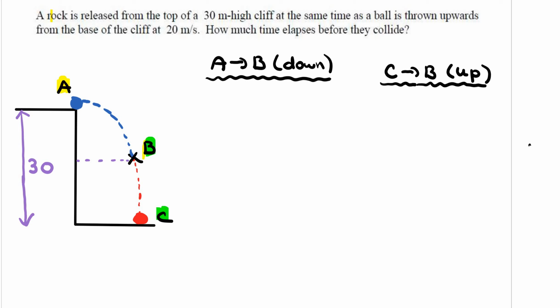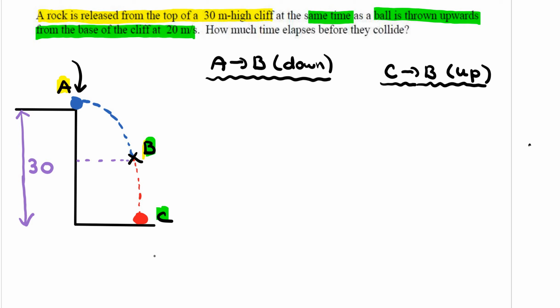In this next problem, we have a rock that's being released from the top of a 30-meter high cliff. So that's at position A. We have a rock there, and that rock's being dropped. And at the same time, we have a ball that's being thrown upwards from the base of the cliff at 20 meters per second. So at the same time, we have a ball at the base of the cliff, and that red ball is being thrown up into the air at 20 meters per second. And this question is asking for how much time passes before the two rocks collide.